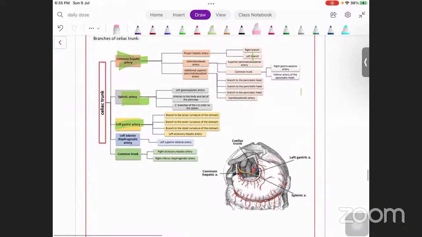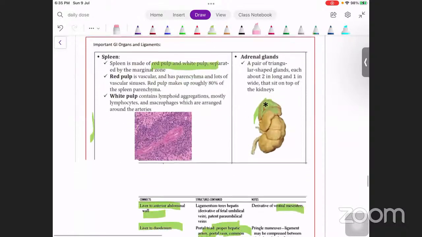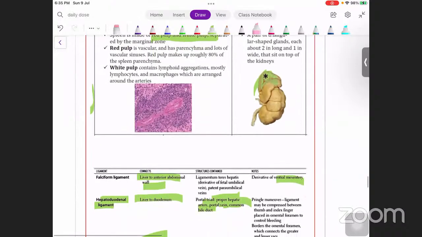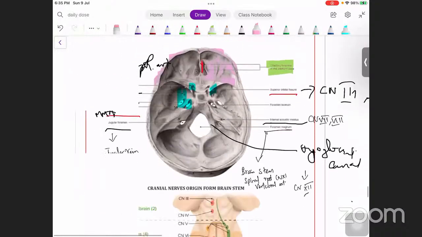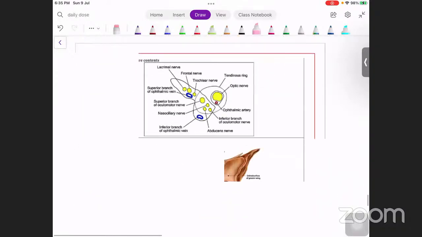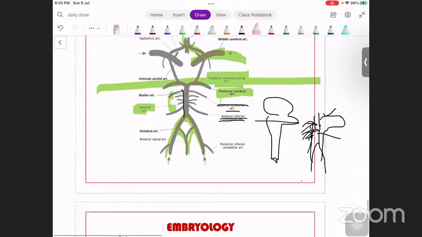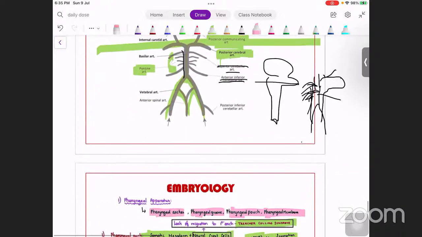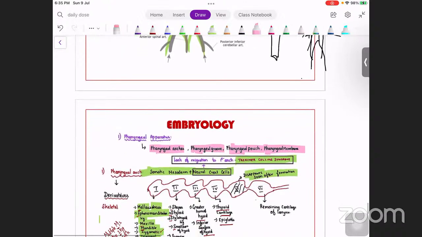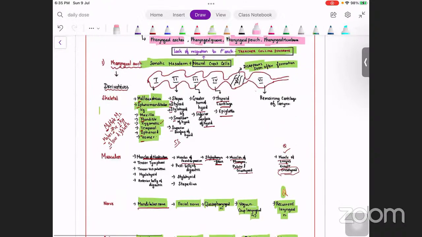nerve. Branches of celiac trunk: common hepatic artery, splenic artery, and left gastric artery. The main ones are common hepatic artery, splenic artery, and left gastric artery. Okay. Apart from that, you have the circle of Willis formed by vertebral artery and internal carotid artery, and then pharyngeal arch. Pharyngeal arch 1 derivatives are multiple M's.